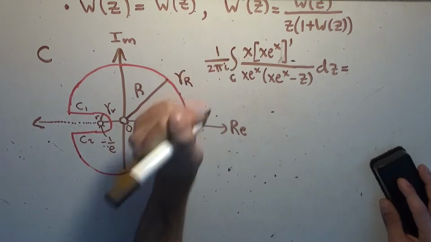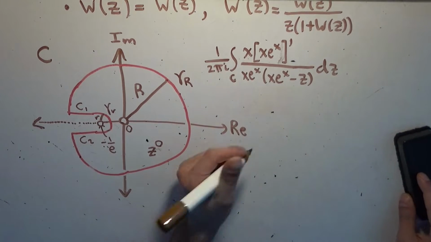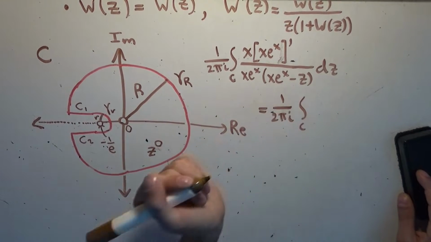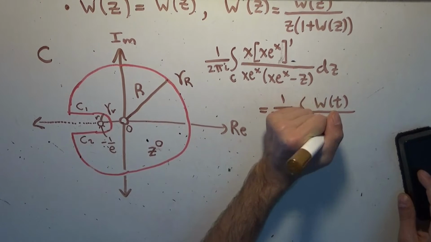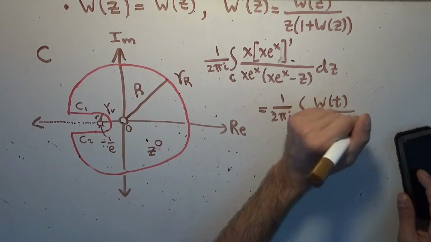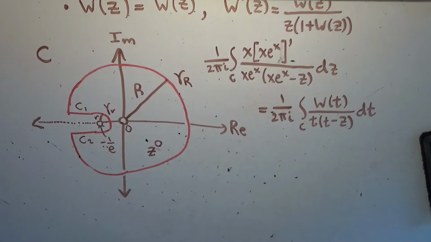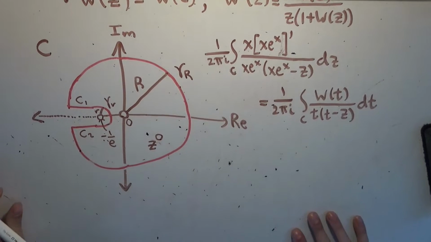Sorry about that. And we end up with the integral, if we do the substitution of x equals w of t, 1 over 2 pi i times the contour integral over C of w of t divided by t times the quantity t minus z, dt. And this integral is what we're going to massage into the very complicated looking and beautiful integral that we've all seen on the Wikipedia page that has very rarely been demonstrated.